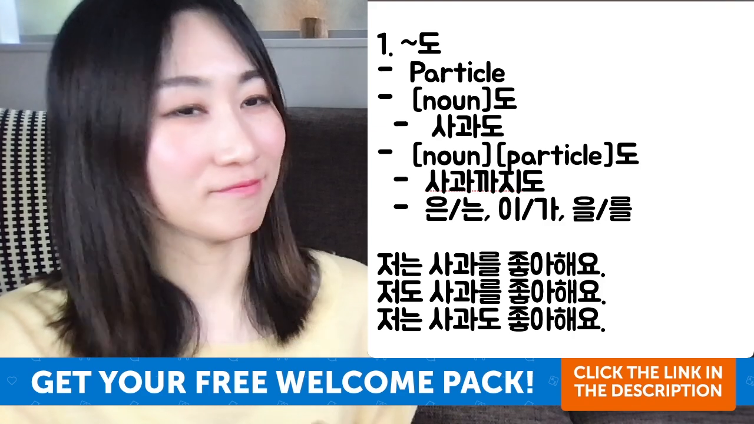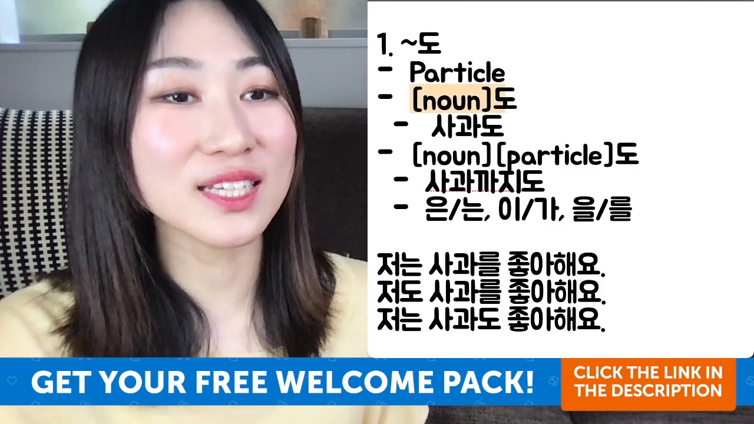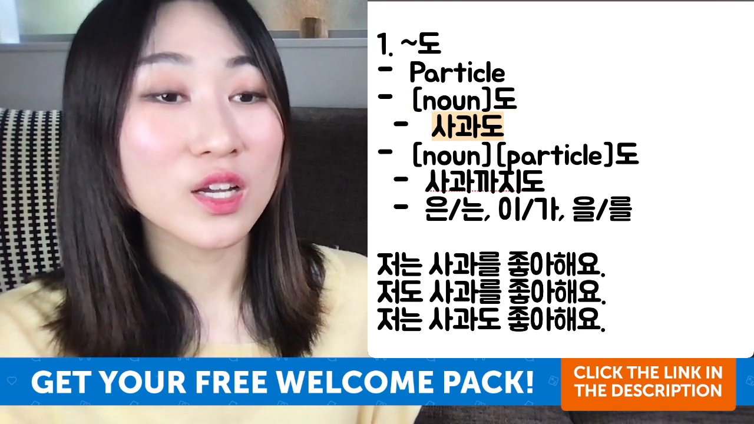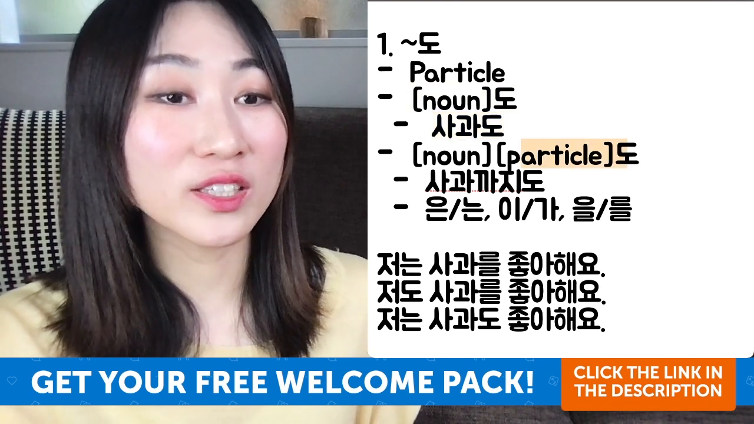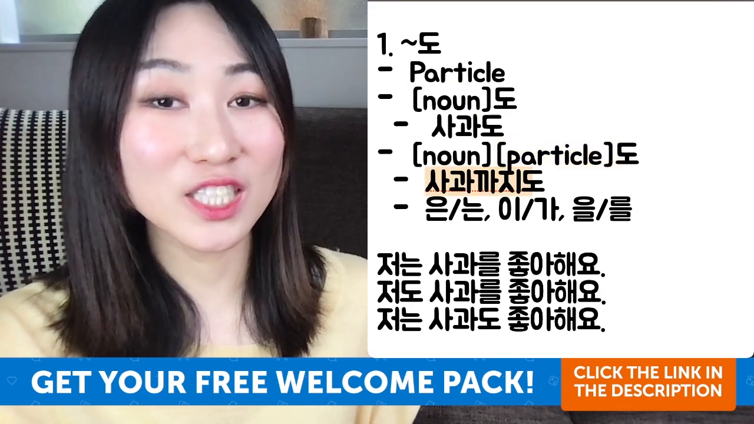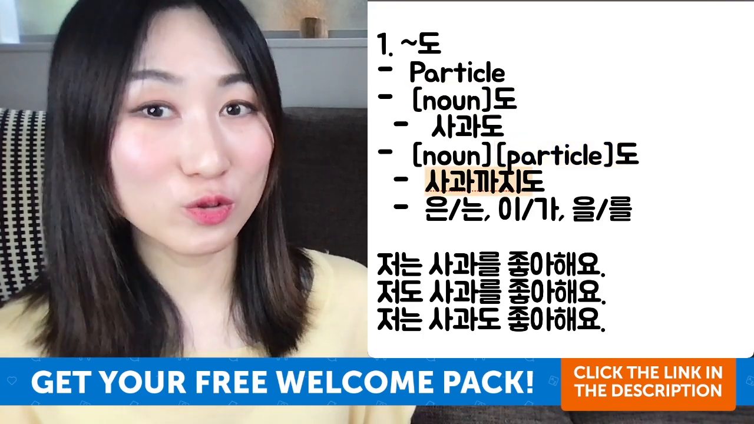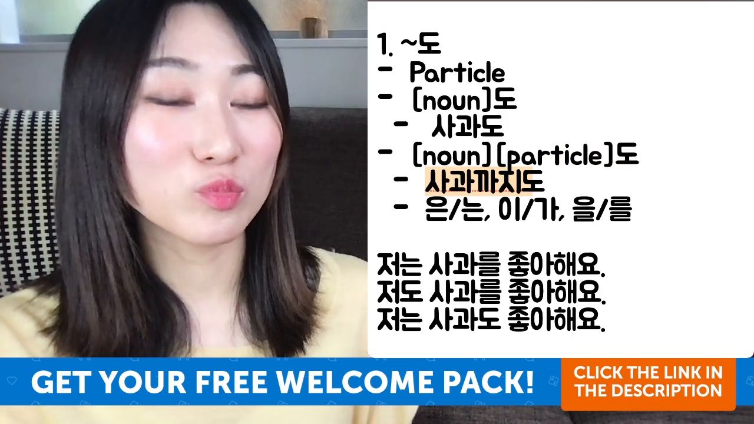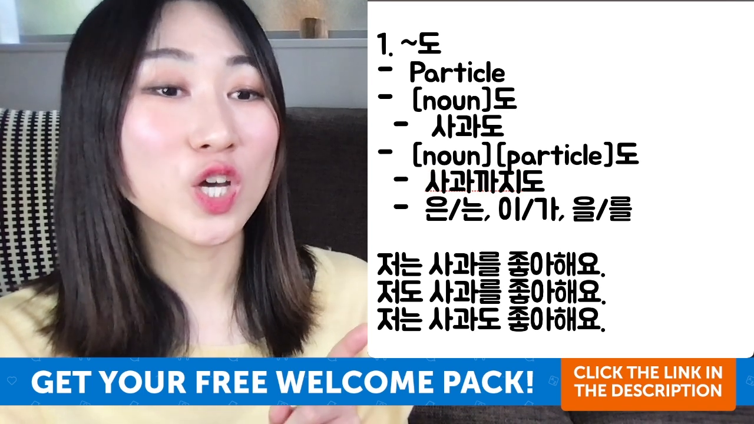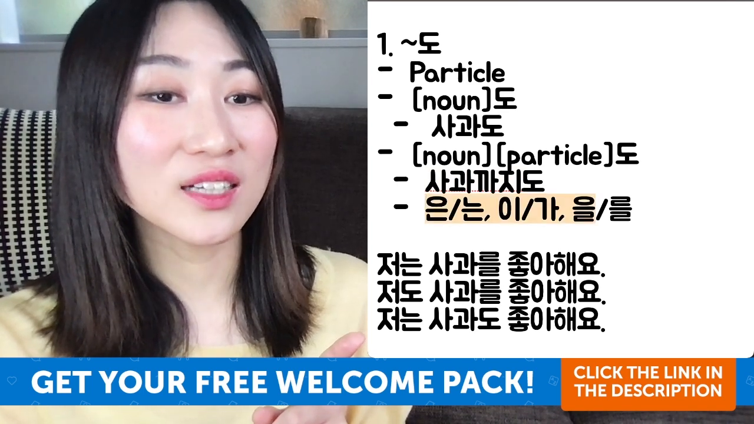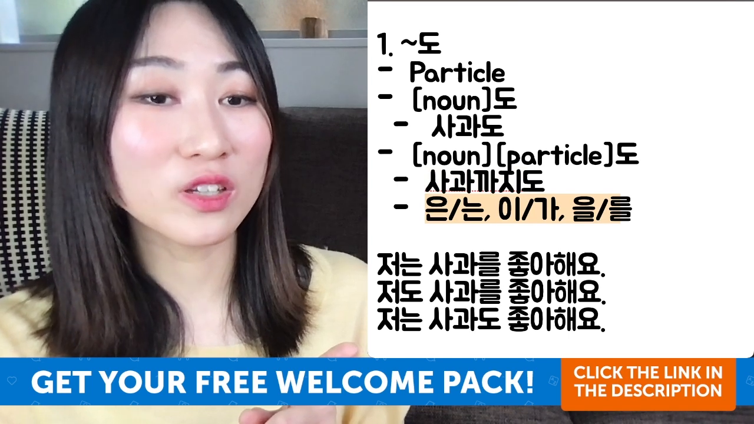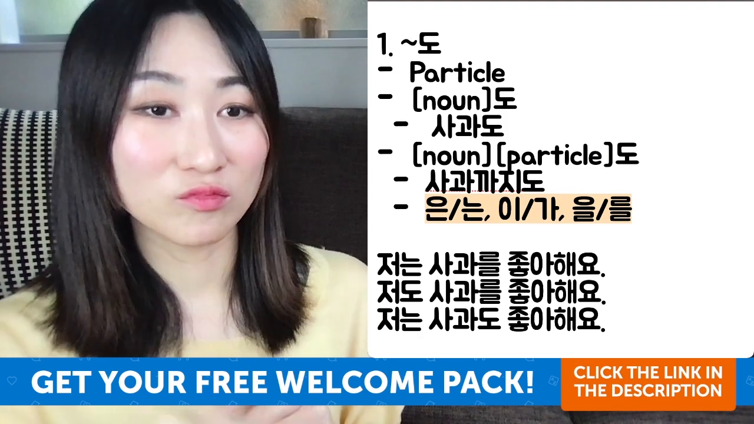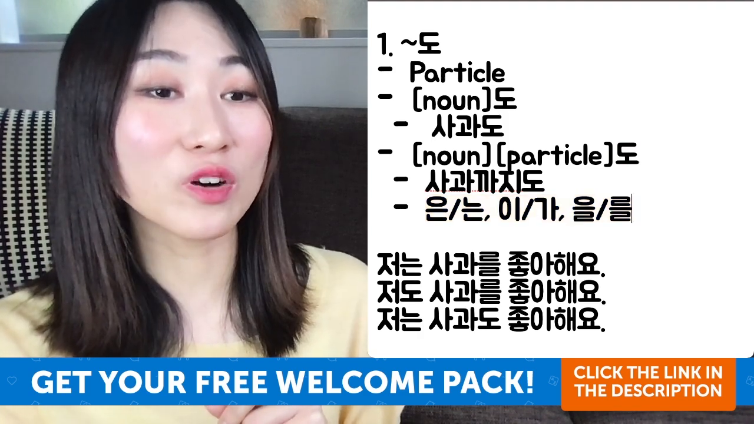Okay, so let's review. 도 is a particle. So you stick it to a noun directly, like 사과도. Or you can also stick it after a particle, such as 사과까지도. Or you saw the example, right? 집에서도. So you can put 도 after a particle too. But with 은는, 이가, 을를, when you use these particles, you do not put 도 directly. You just remove the particle and use 도. So you replace the particle with 도.